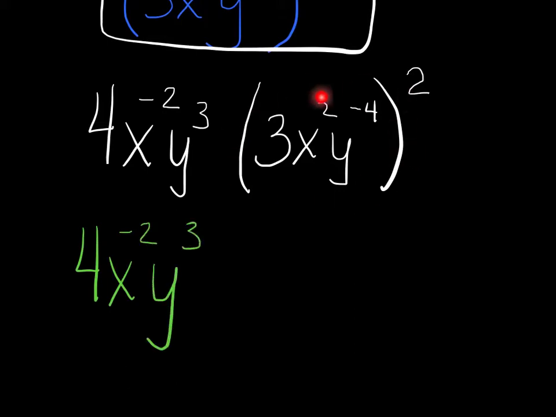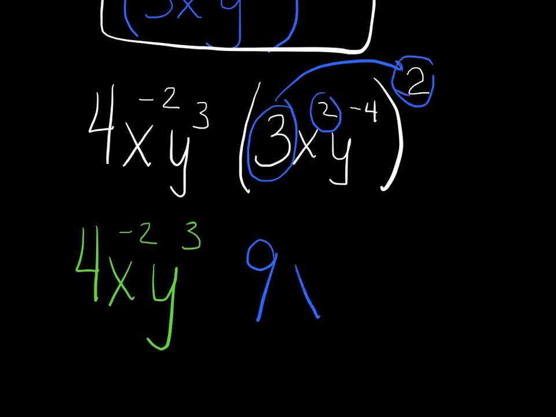You have to do what to everybody inside here? You have to raise it to the second power. So what is this 3 going to turn into? Well, remember, it's 3 squared, which is 9. Power to a power says you're going to do what operation? Hopefully you said multiply. And then I should get y to the negative 8. All right, so hopefully you're still with me. I raised everybody in here to the power. And again, power to a power is multiply.